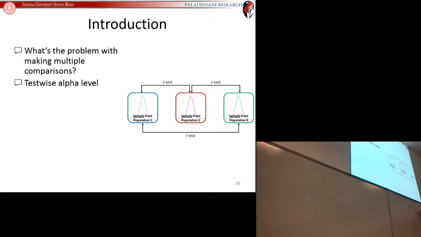So I can choose an alpha level of 0.05, which is basically saying I'm willing to take a 5% chance that I'm going to say, oh, there's a difference between these 2 populations, when in fact there isn't. And that's pretty much as high as psychologists will go.